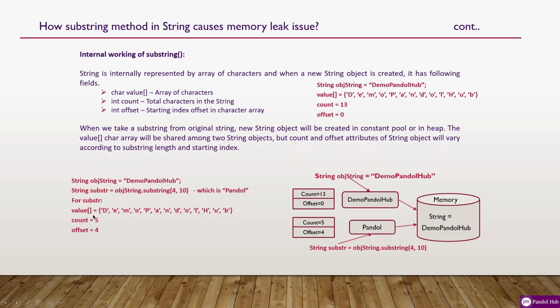Both the character arrays, that is the value attribute, point to the same source string. So in that case, there are two references, one from the source string character array and one from the substring character array. Two references are pointing to one string called "demo pandol hub".